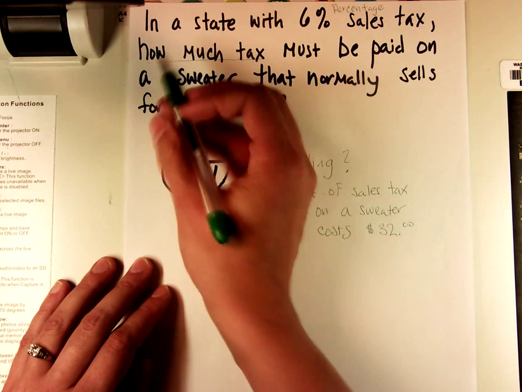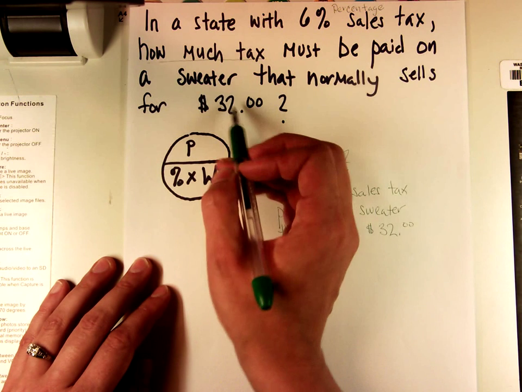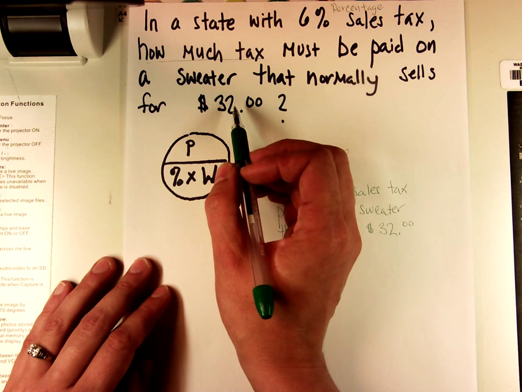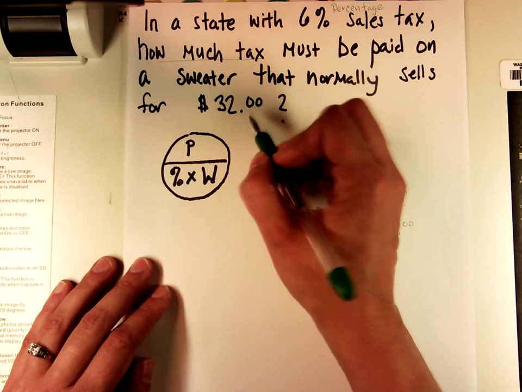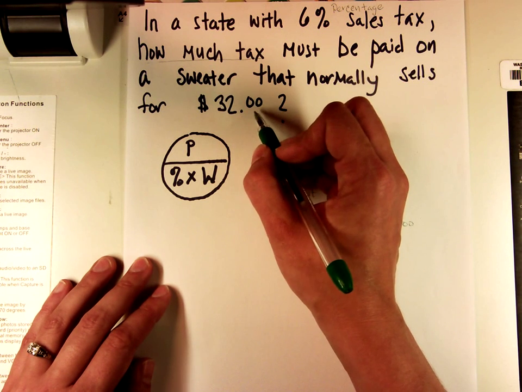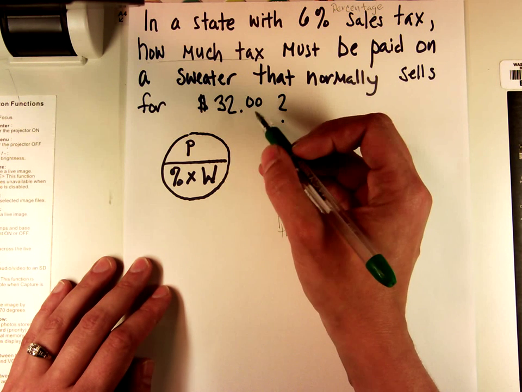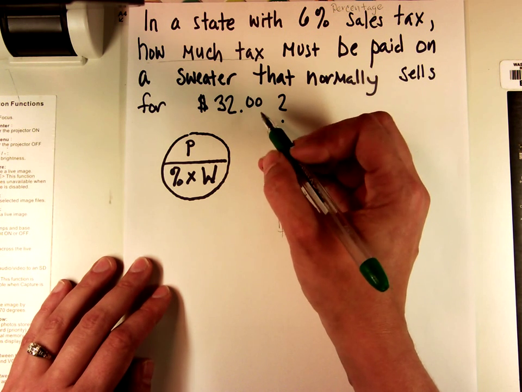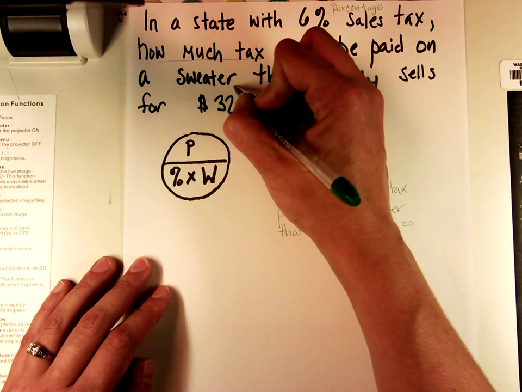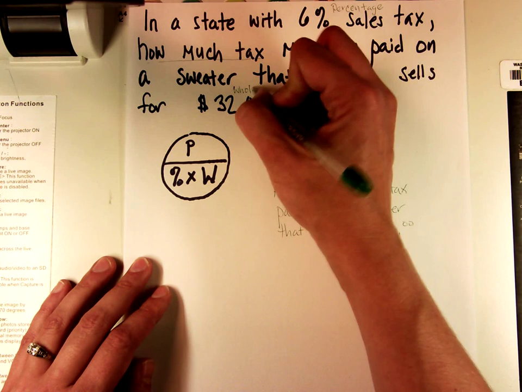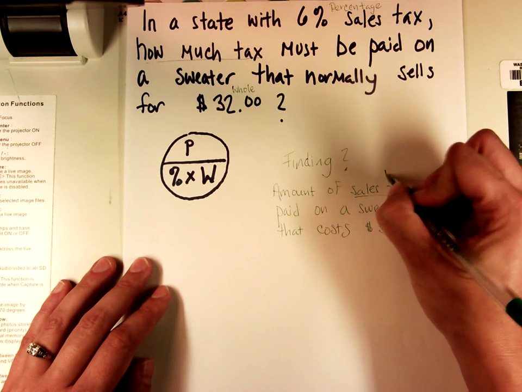Okay? And then how much tax must be paid on a sweater that normally sells for $32? Well, let me think about this. The tax is going to be less than the amount that I pay for the sweater, the regular price for the sweater. So the tax is going to be only part of what I pay. So this is going to be our whole. And if I'm finding the sales tax, that is the part.